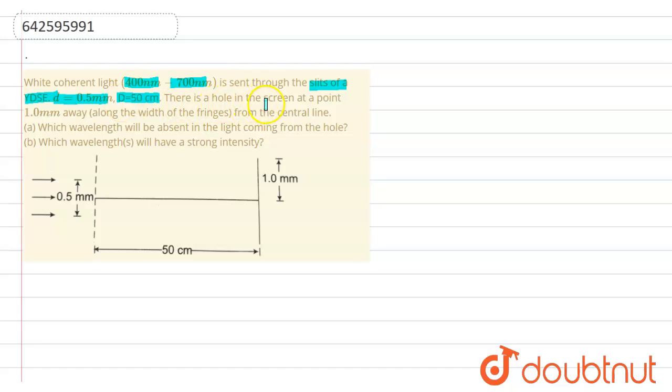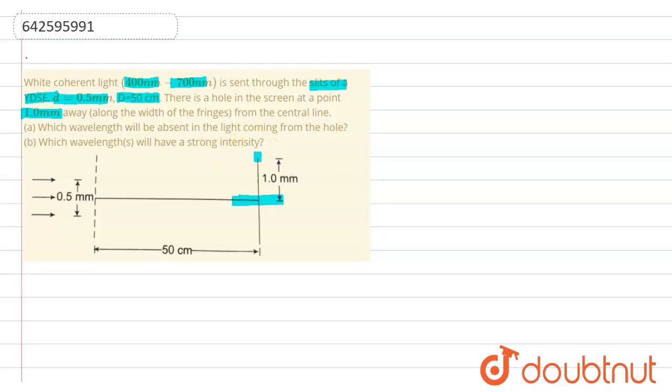There is a hole in the screen at a point 1 millimeter away along the width of the fringe. So you can see over here there is a hole in the screen from the central line. So this is a central line. Which wavelength will be absent in the light coming from the hole? And second, which wavelength will have the strong intensity?